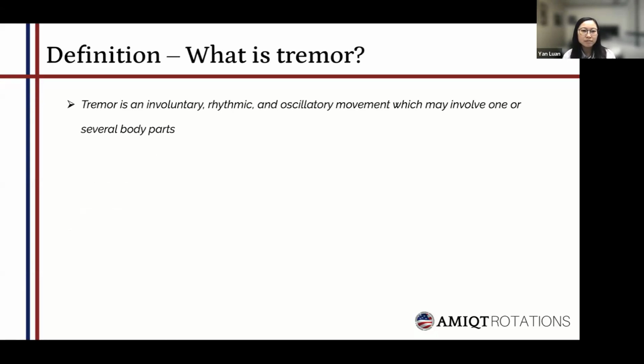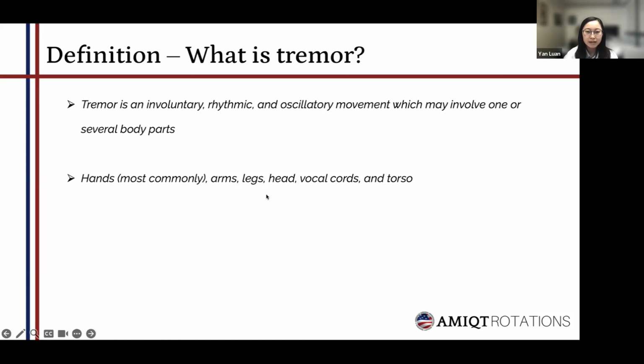So tremor is an involuntary, rhythmic, and oscillatory movement. In other words, it's shaking and trembling without conscious control. And it can involve one or several different body parts. Hands are the most commonly affected body parts. Functional tremor can also affect arms, legs, head, vocal cords, and torso.